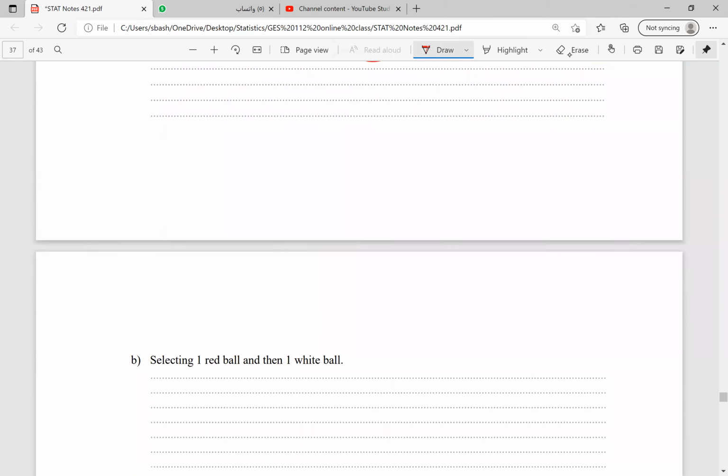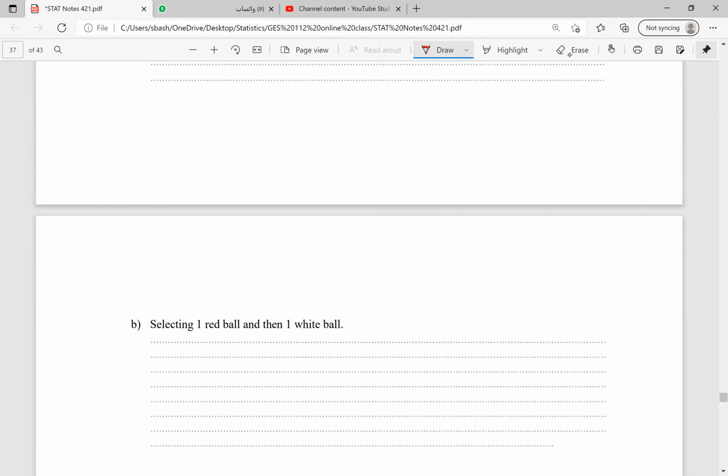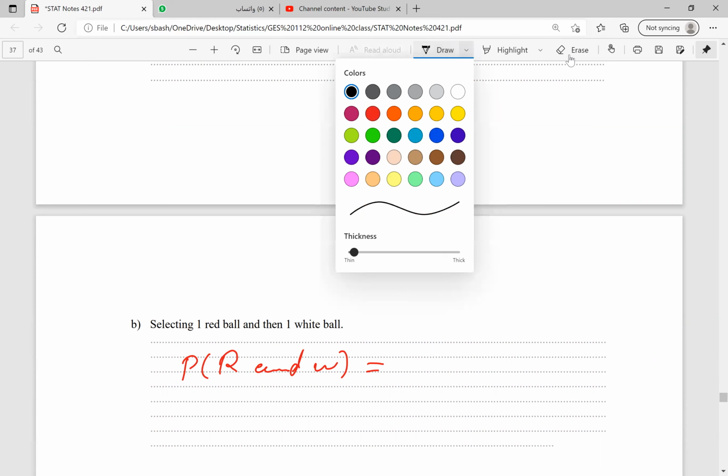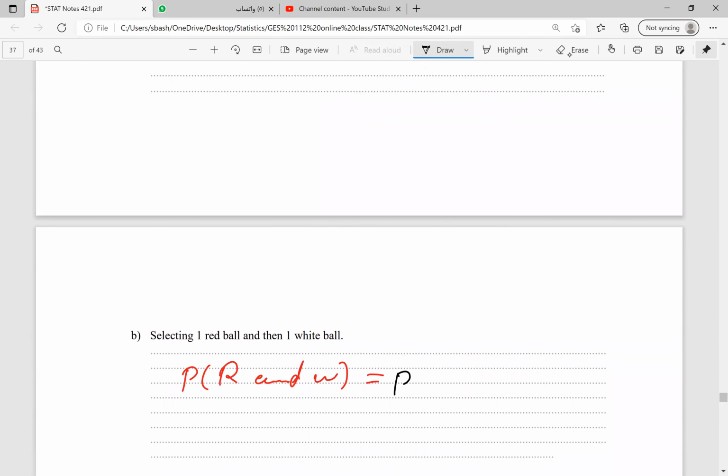Second part, selecting 1 red ball and then 1 white ball. Since we replace the ball from the first time, this will also be independent. If we return the ball inside the bag, it will be independent. So the probability of getting red and white will be P of red multiplied by P of white. Again, this is independent.